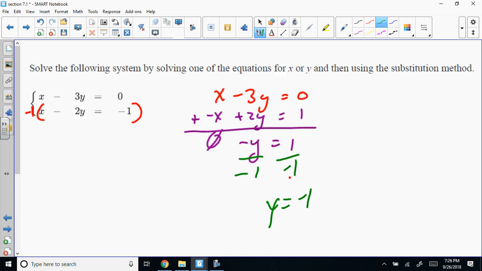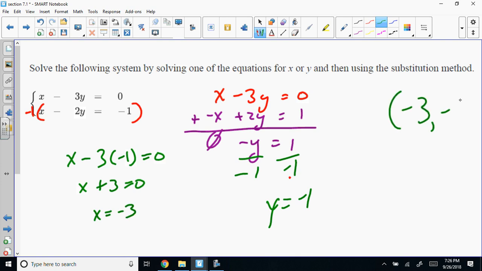All right. So once I find what y is, I'm just going to plug it into either one of these equations. Why can I plug it into either one of the equations? The point is the solution for both equations, right? So what we're going to do is this. There you go.